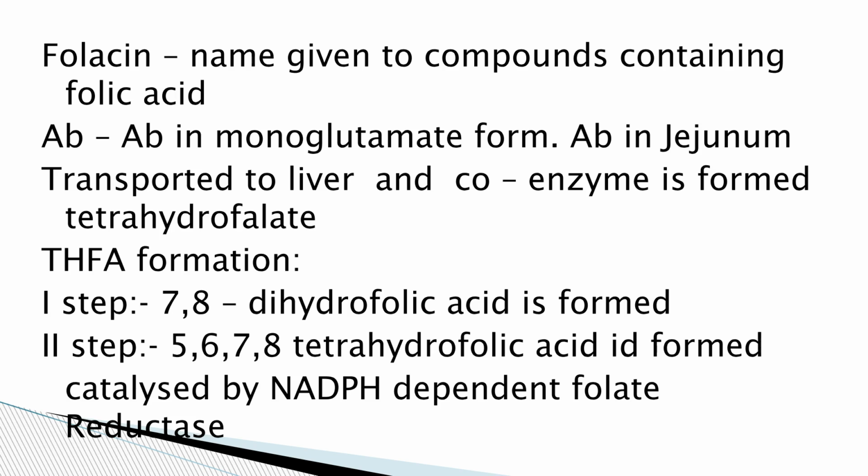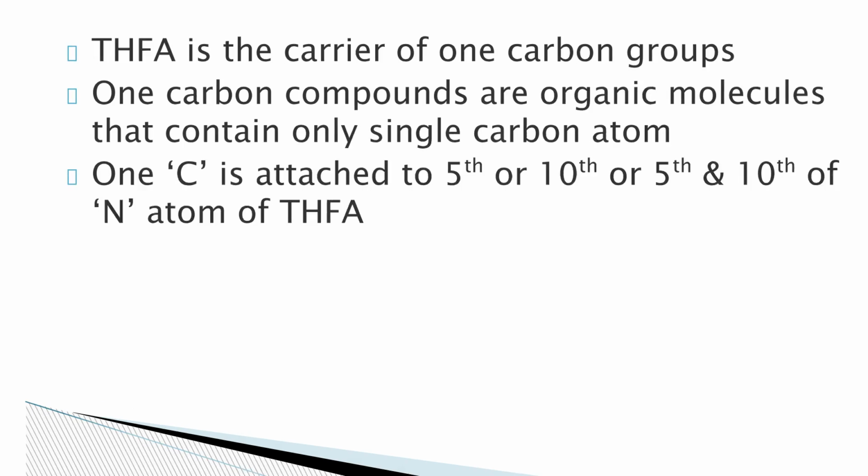It is absorbed in the jejunum in its monoglutamate form and transported to the liver, where the coenzyme tetrahydrofolate, or THFA, is formed. The formation involves 2 steps. First, 7,8-dihydrofolic acid is formed, and then 5,6,7,8-tetrahydrofolic acid is formed, catalyzed by NADPH-dependent folate reductase.